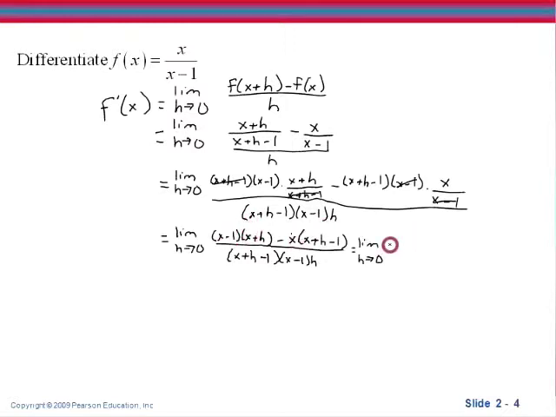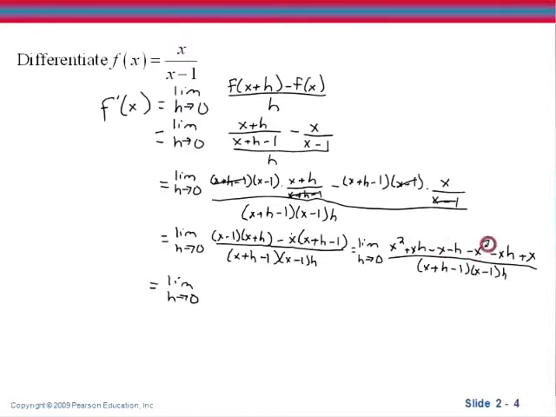On top we'll need to FOIL and use the distributive property. X times x is x squared, x times h is xh, negative 1 times x is negative x, negative 1 times h is negative h, and then distribute. Negative x times x is x squared, negative x times h is negative xh, and negative x times 1 is positive x. And again, we're just going to leave the denominator factored, x plus h minus 1 times x minus 1 times h.